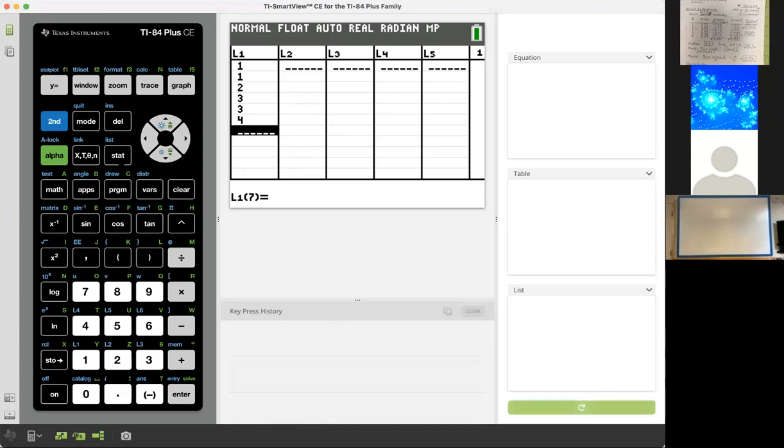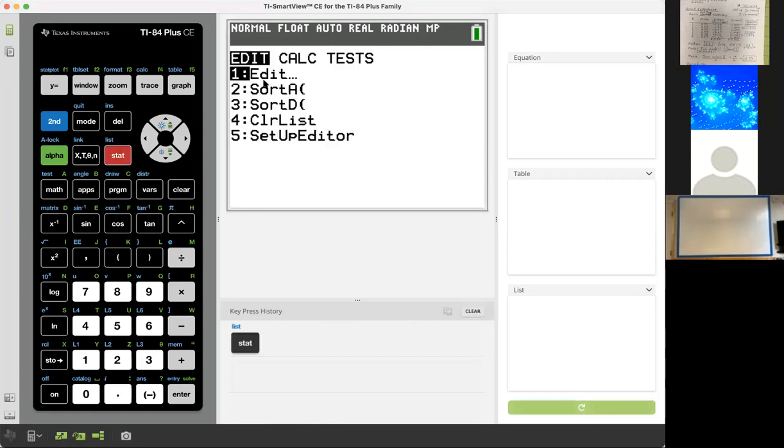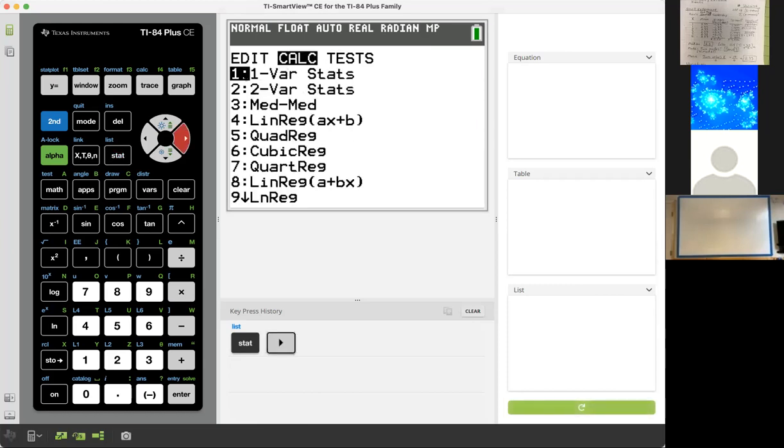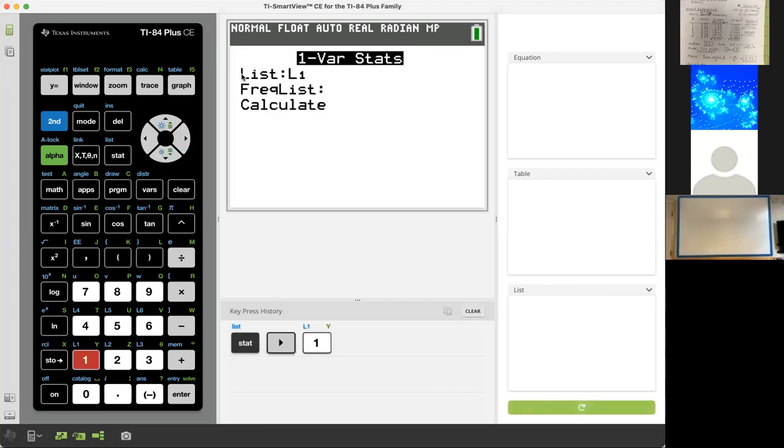So let's go to stat. We've done one variable statistics before, calculate. So go over to calculate and hit one variable statistics, number one. Calculator says, what do you want me to calculate? Which list? I've only got one list here, list one. I did not have a frequency list, just list one. So I just say list one, leave frequency list blank and say calculate.